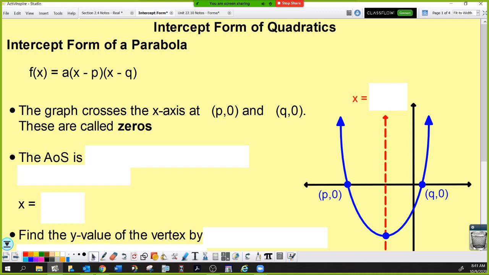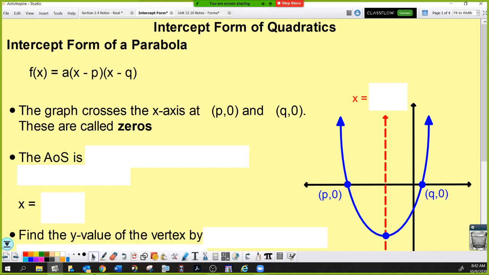And q comma 0, well, that's just telling you it crosses at q on the x-axis. And you can see that's why I put those coordinates on the picture over there by those big blue dots. Those are called the zeros, or the x-intercepts, or the solutions. All of those words mean the same thing. Zeros, x-intercepts, solutions.